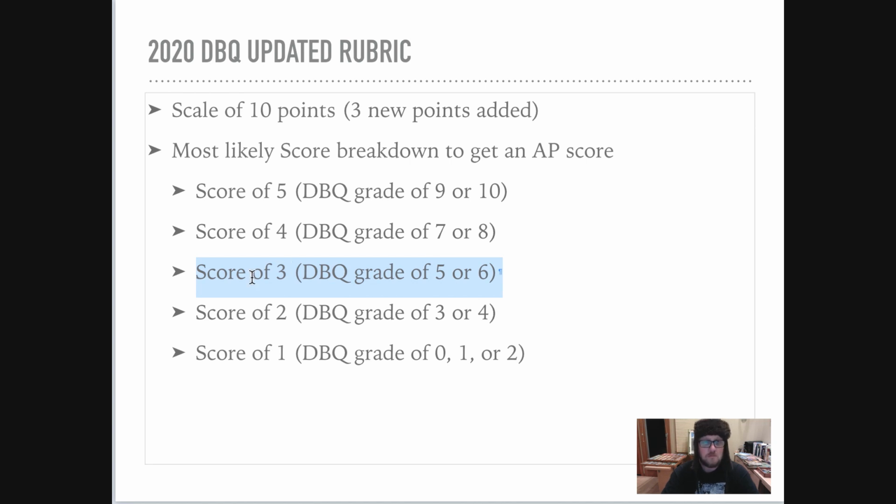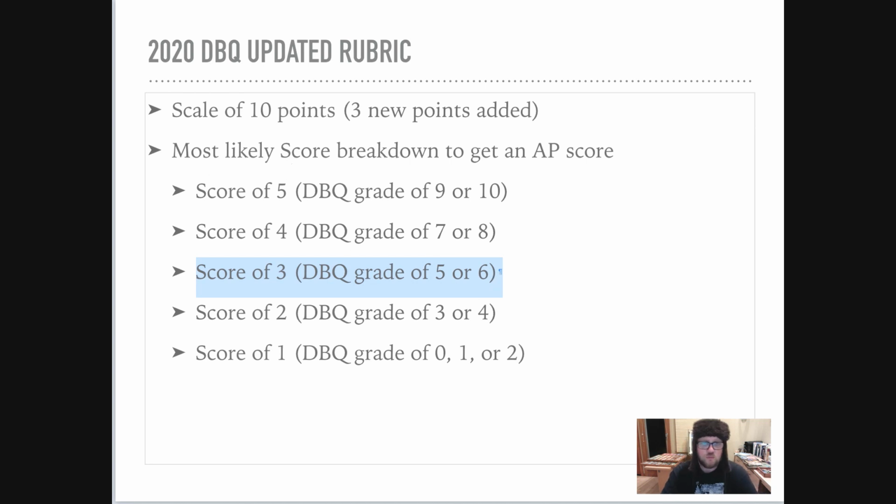Of course, many of my class and many others across the country are going to be really striving for those 4s and 5s, and that's awesome. Keep up your good work. Keep pushing yourself to get those really nice writing scores. But for the bulk of the students, we're going to want to really push to get that score of a 3, which means a DBQ grade of 5 or 6. Okay, that's really key important.